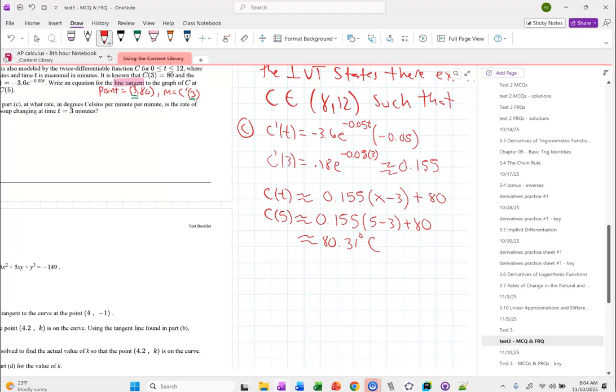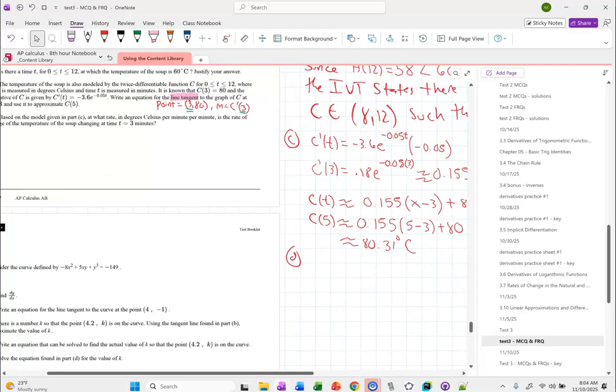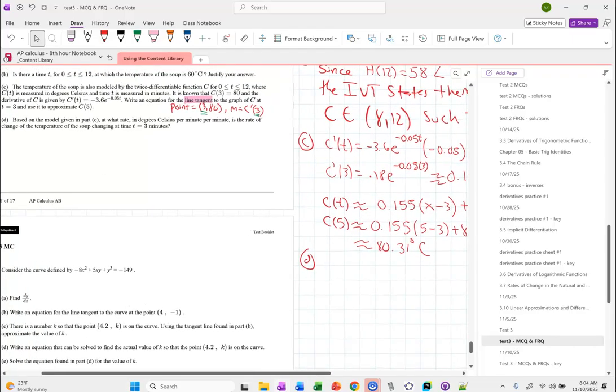Okay. And then on D, it asks, based on the model given in part C, at what rate in degrees Celsius per minute is the rate of change of the temperature of soup changing at t equals 3 minutes? What is it asking for in this? The second derivative, excellent. What in here cued you that this was a second derivative?